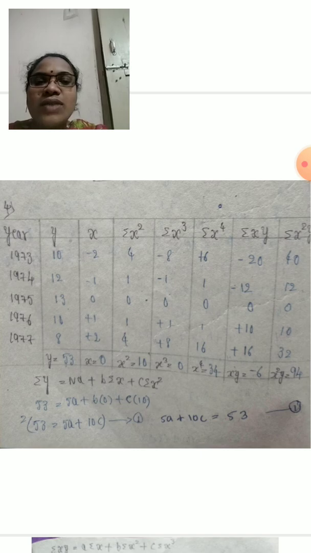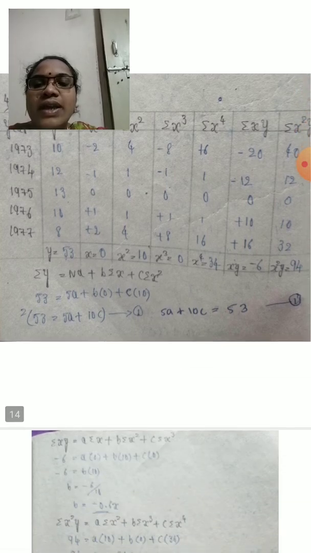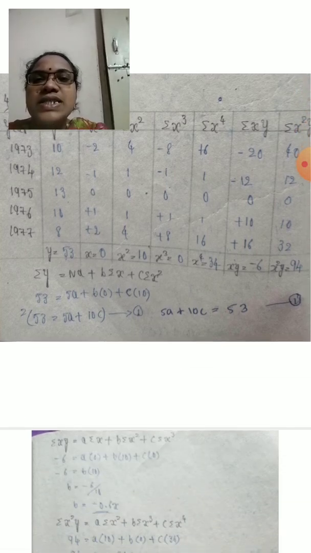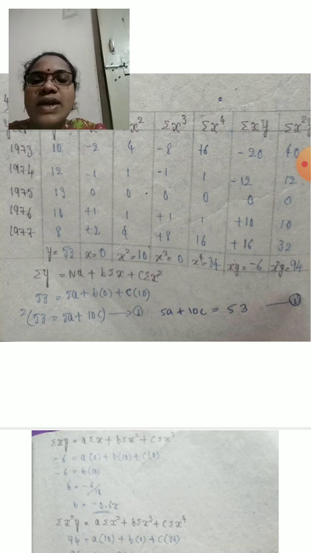Sigma x square y is 94. Now sigma y equals n into a plus b sigma x plus c sigma x square. Sigma y is 53 equals 5a plus b into sigma x, which is 0, plus c into sigma x square, which is 10. So 53 equals 5a plus 10c. This is equation 1.